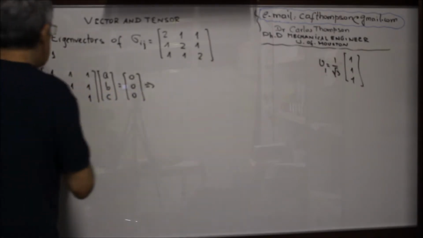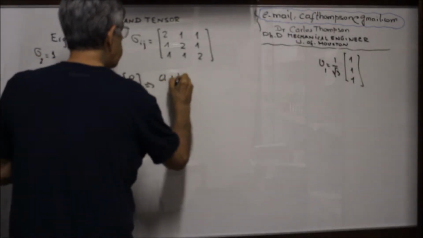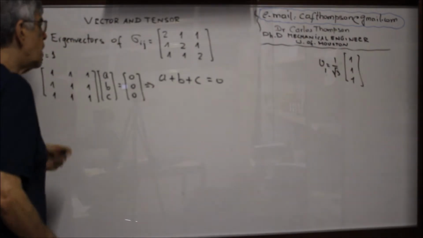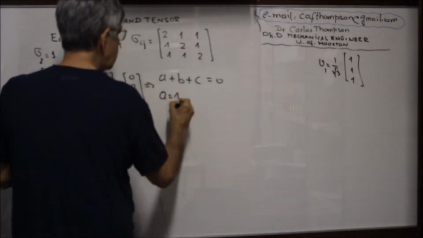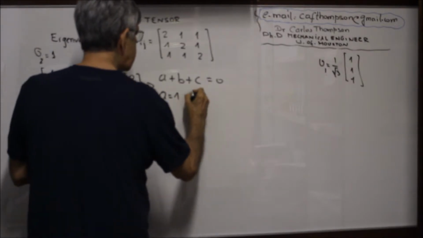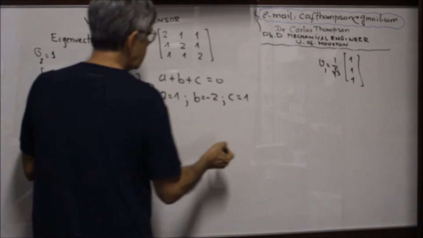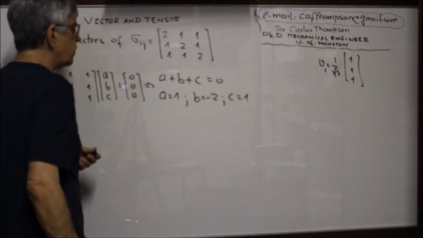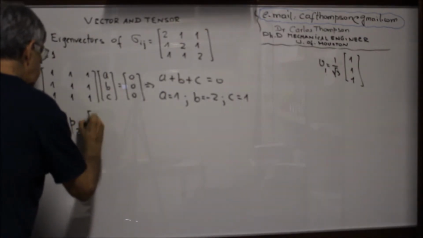Then here you have only one equation and 3 unknowns. So this A plus B plus C is equal to 0. Now we can put, for instance, A is equal to 1. Let's see, B is equal to minus 2 and C is equal to 1. You see, 1 plus 1 is 2, minus 2 is 0. So this is the eigenvector.